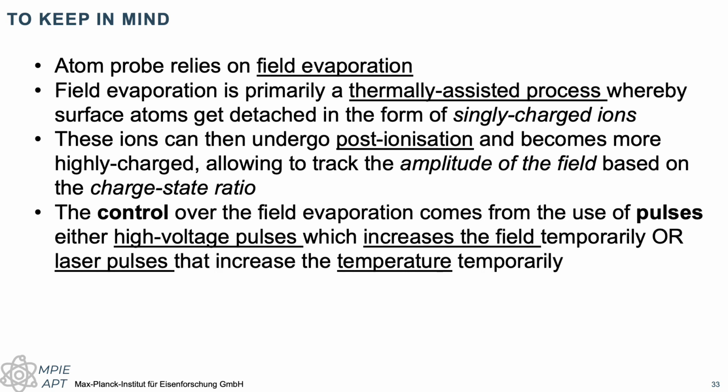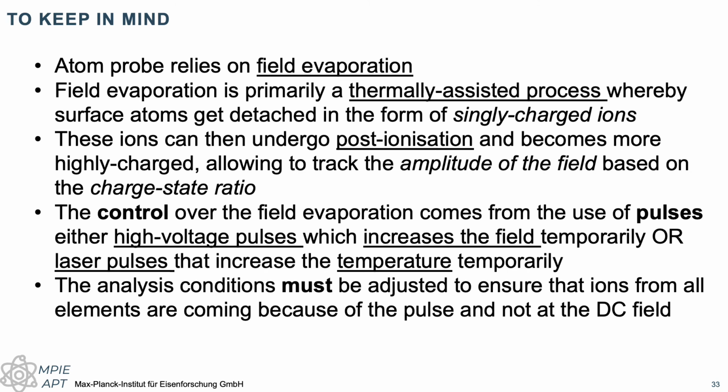The control over the field evaporation comes from the use of pulses. So either we use high voltage pulses to increase the field for a short period of time, or laser pulses that increase the temperature for a short amount of time. And that allows us to time the departure of the ion and measure their time of flight and hence their elemental nature using time of flight mass spectrometry. The analysis conditions must be adjusted in order to ensure that ions from all the different elements from your material are coming because of the pulse and not at the DC field. Otherwise, they are lost from the analysis.